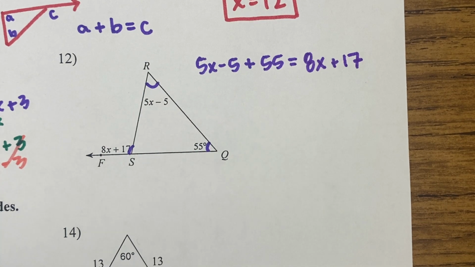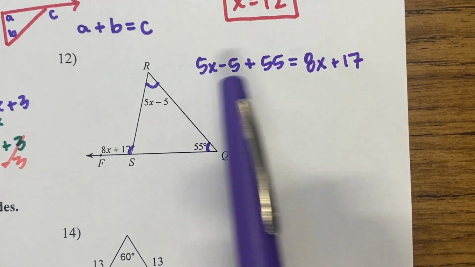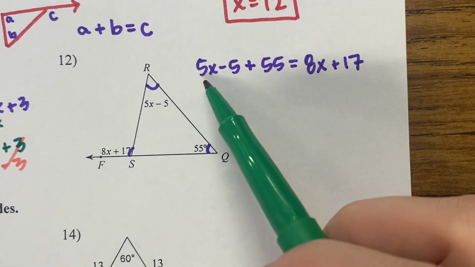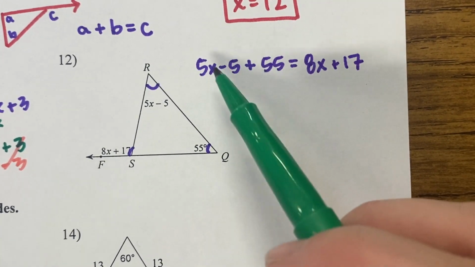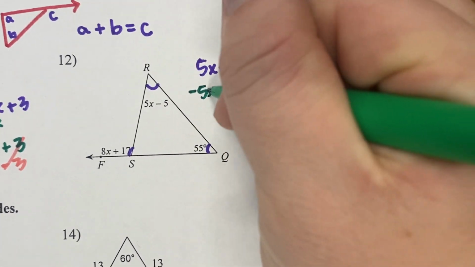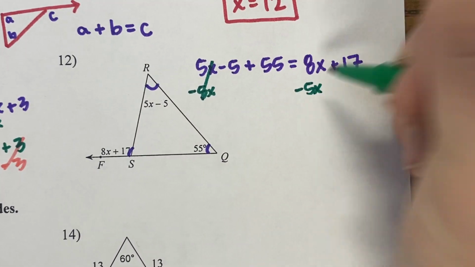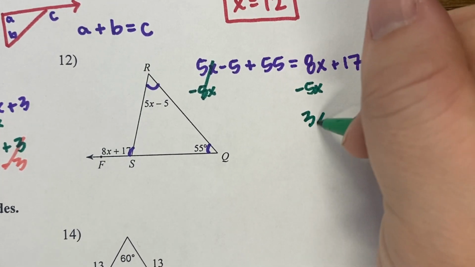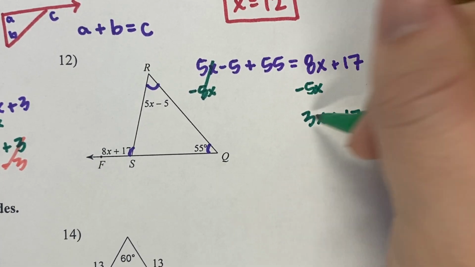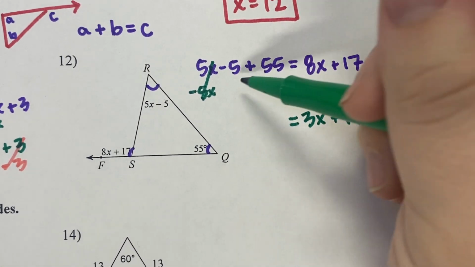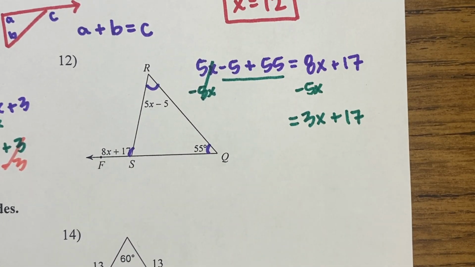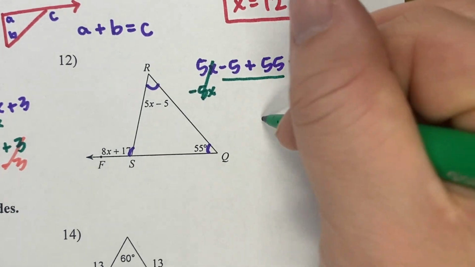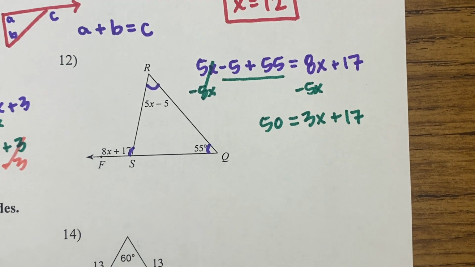So we're trying to solve for x, but again, I have x's on both sides of my equal sign, so I need to move the smaller one. The smaller one out of 5 and 8 is 5, so I'm going to subtract 5x from both sides. So I get 8x minus 5x is 3x plus 17 on that side. And then these guys I'm just going to combine. They're just two numbers. Negative 5 plus 55, or think 55 minus 5, is 50.